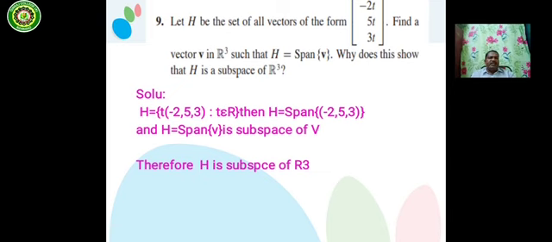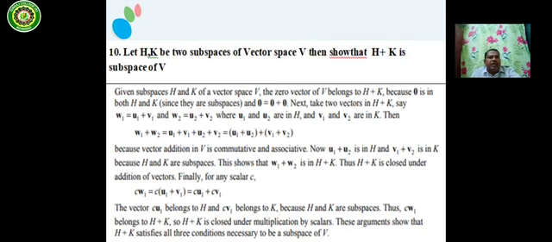Then H value we write span of (-2, 5, 3). So here H equal to span V is a subspace. So therefore we say that H is a subspace of R3. So here, next problem.